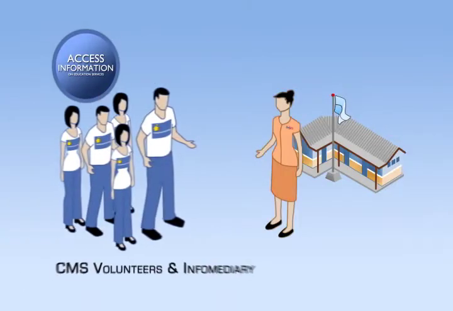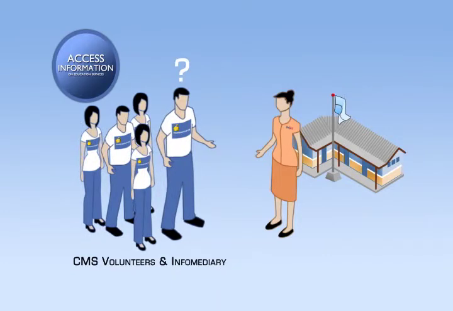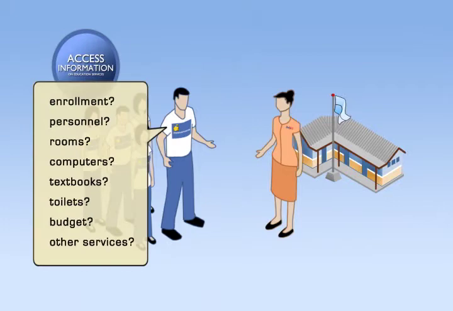Accessing information means you have to go to the school, ask for the information of the Department of Education on that particular school. It could be about enrollment, teaching and non-teaching personnel, the academic and the non-academic classrooms, computer, textbooks, even toilet, and then budget.